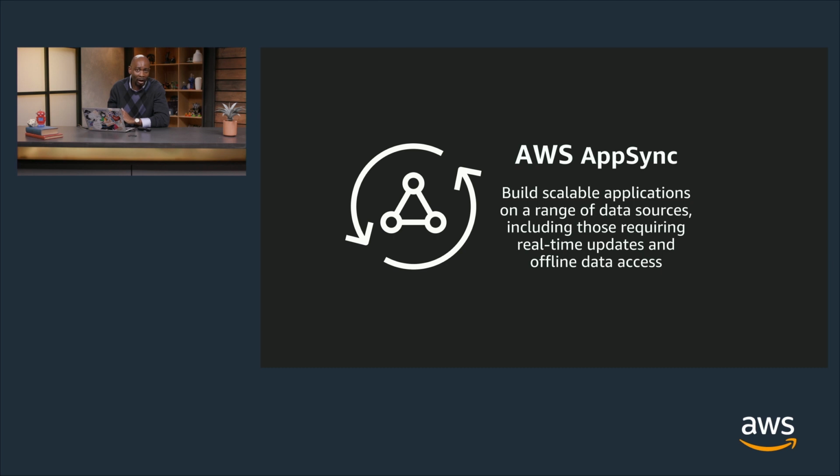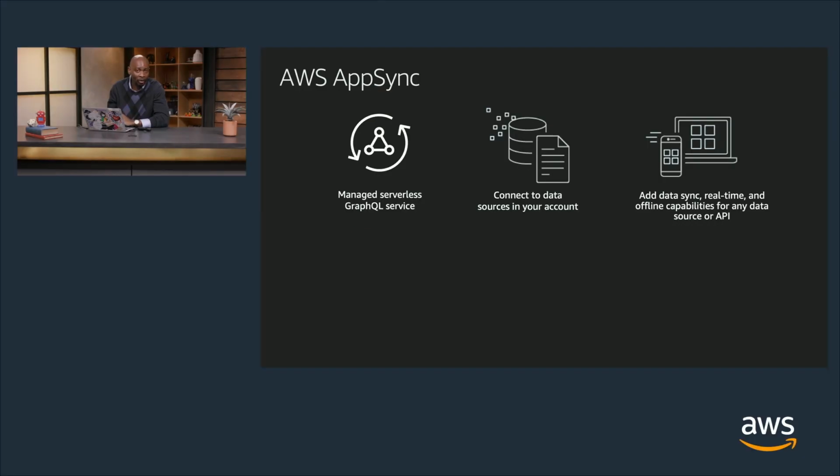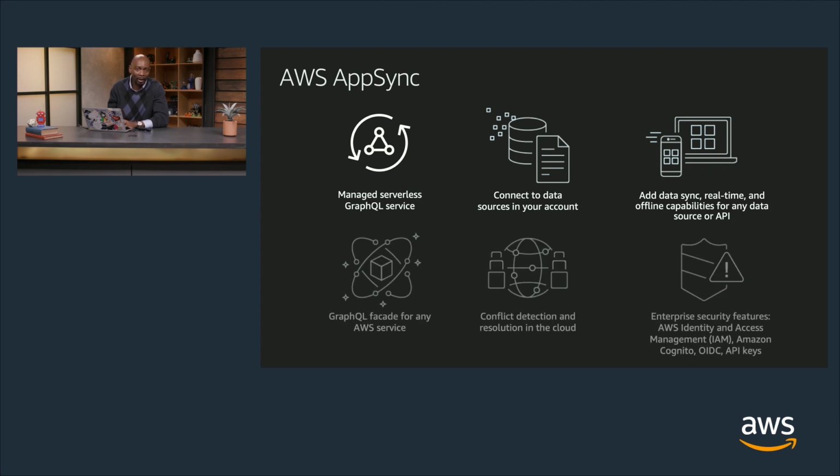AWS AppSync allows you to build scalable applications on a range of data sources, including those requiring real-time updates and offline data access. AWS AppSync is a fully compliant managed service for GraphQL. If you have a GraphQL schema today that is compliant, you can get started in a minute using AWS AppSync. It allows you to connect to data sources in your account, and it supports multiple data sources like DynamoDB, Elasticsearch, Lambda, Relational Aurora, RDS. And it also supports, like I said, offline capabilities and real-time capabilities.